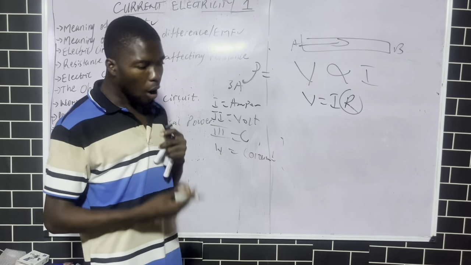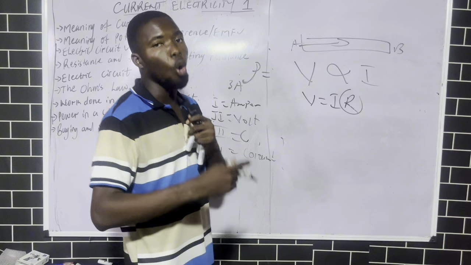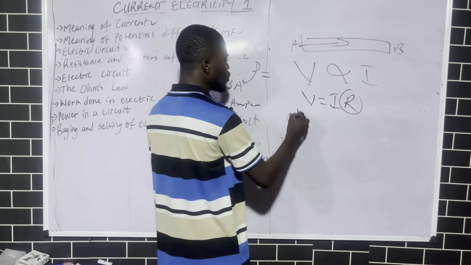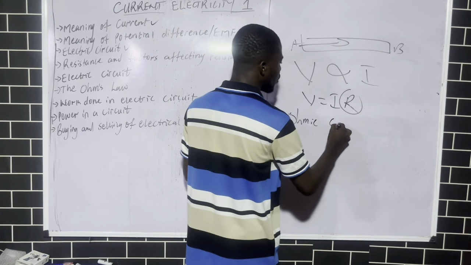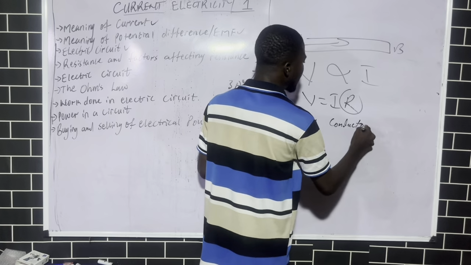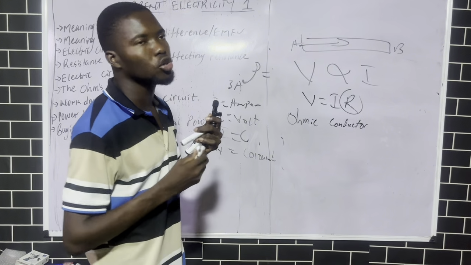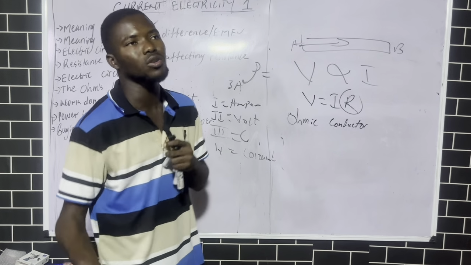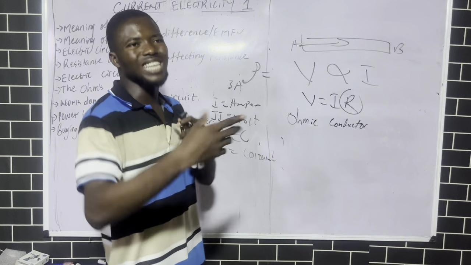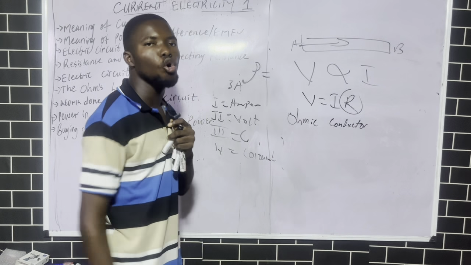Any conductor that obeys Ohm's law is called an ohmic conductor. JAMB question, take note: ohmic conductor. While the one that does not obey it is called a non-ohmic conductor. Examples of non-ohmic conductors are the diode, rectifier, and transistor. All those are non-ohmic conductors.